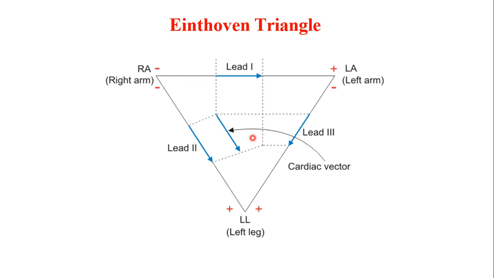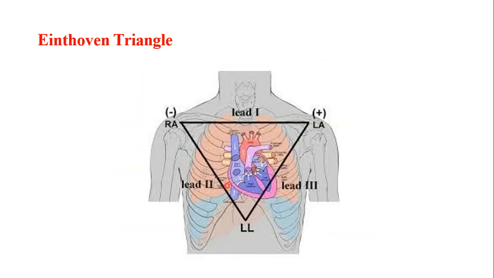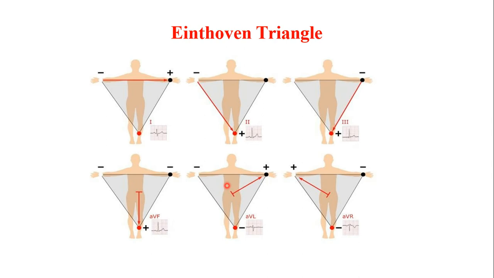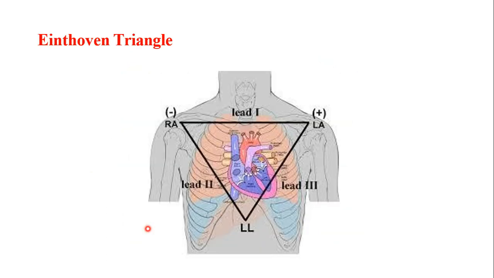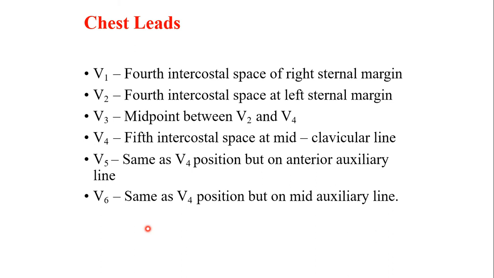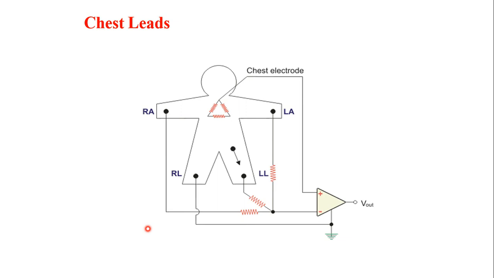This is the Einthoven triangle. Right arm, left arm is lead 1; left arm, left leg is lead 3; right arm, left leg is lead 2. Always the right leg is taken as the reference electrode. This is a simple picture which depicts how lead 1, lead 2, lead 3 are connected, and this is augmented AVL, AVR, and AVF. And finally, the six chest leads which will be placed across the chest.